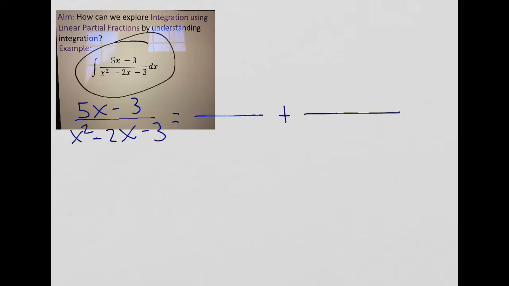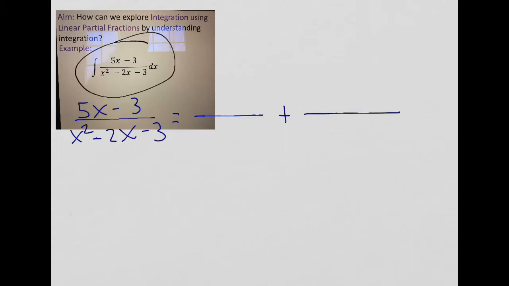Okay, so the first thing that we're going to do is actually find just that, your partial fraction decomposition. So we have here 5x minus 3 over x squared minus 2x minus 3. What we're going to do is find out what fractions we can combine together to give us this one.